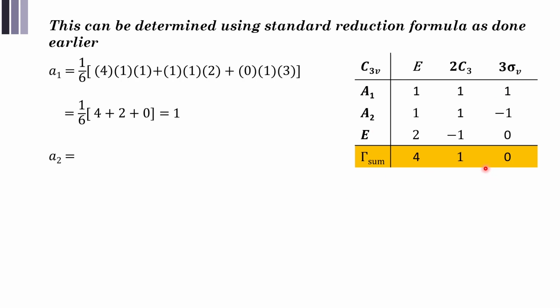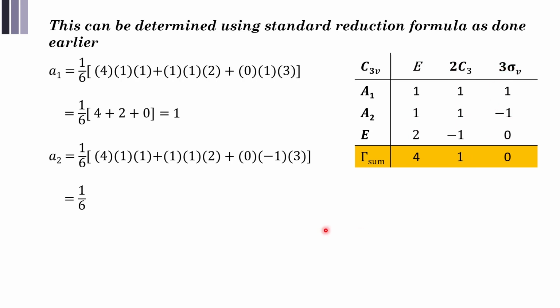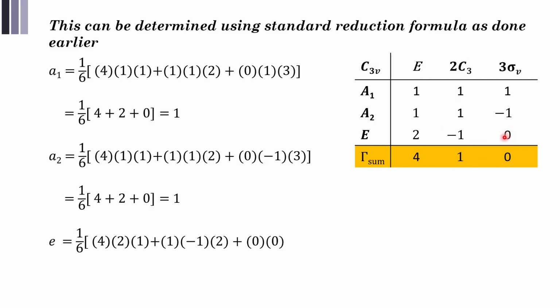If you go for A2, now for A2 you will have 4 into 1 into 1, and 1, 1 and 2. 0, minus 1 and 3, well, of course 0 multiplied by any number is going to be 0. So this expression is going to give you a result of 1. Let's talk about E. How many times has E come in the reducible set of representation? 1 by 6. 4 into 2 into 1, that is 8. 1 into minus 1 into 2, that is minus 2. And 0 multiplied by other things is going to be 0. So you have 8 minus 2, that is 6, and 6 by 6 is equal to 1.